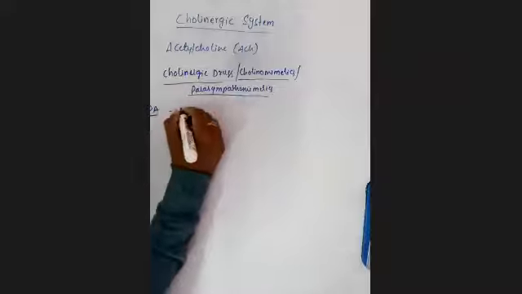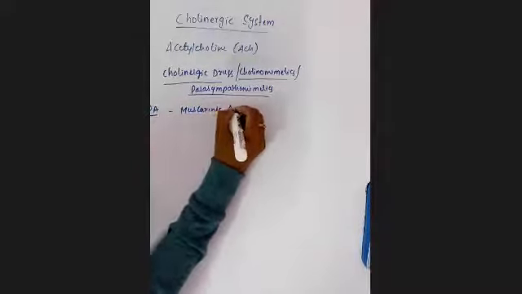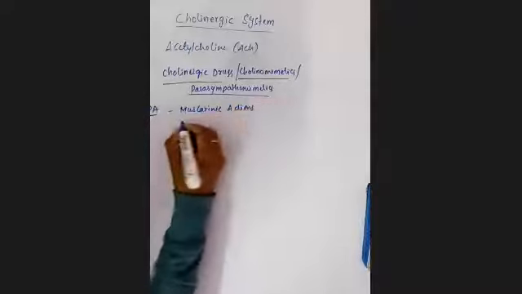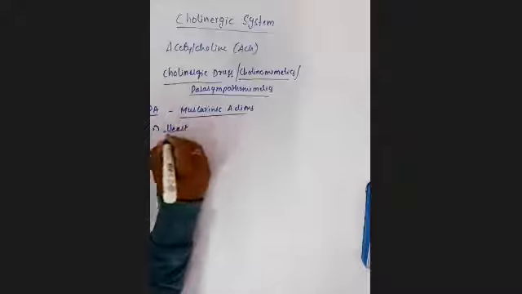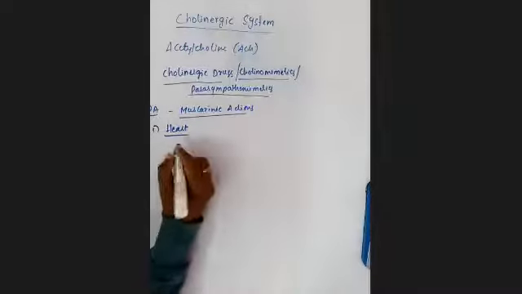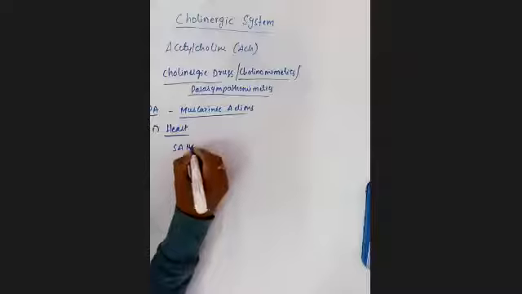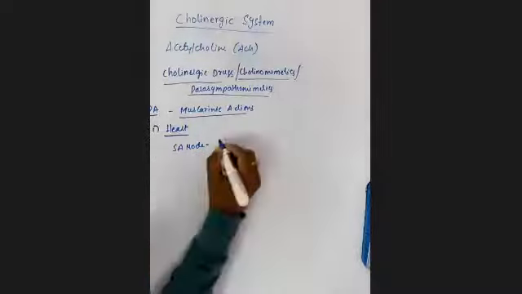Okay, first we'll see about muscarinic actions. First one is regarding the heart. I already told you the heart has one kind of receptors, muscarinic receptors, that is M2 type of muscarinic receptors, mainly present in the heart, right? I told you it is present in the SA node, which is causing hyperpolarization.